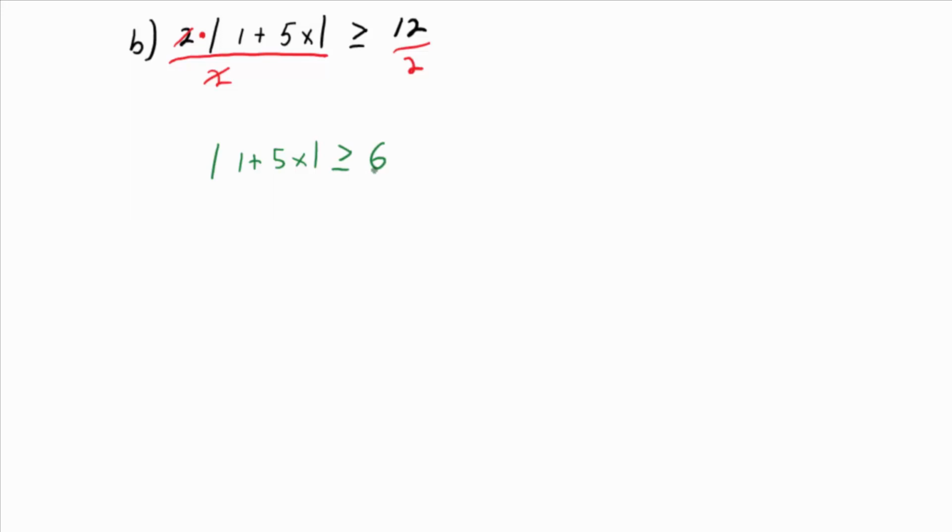Okay. So we're going to do the same thing. We're going to get our critical values here. We know that we can change the inequality to an equal. Set 1 plus 5x, so we've already done this, 1 plus 5x equal to negative 6, and 1 plus 5x equal to positive 6. We're solving the related equation to get the critical values.